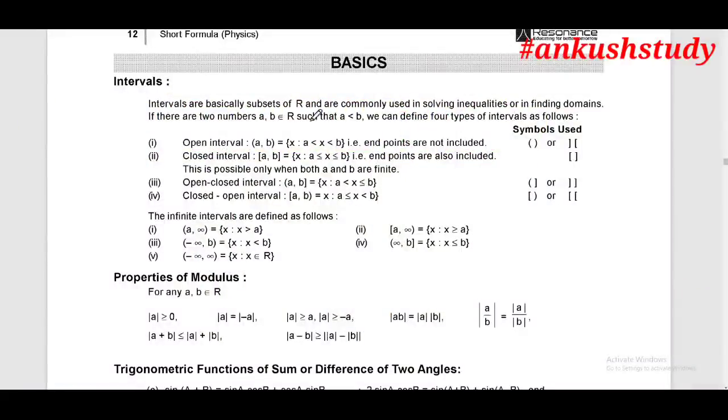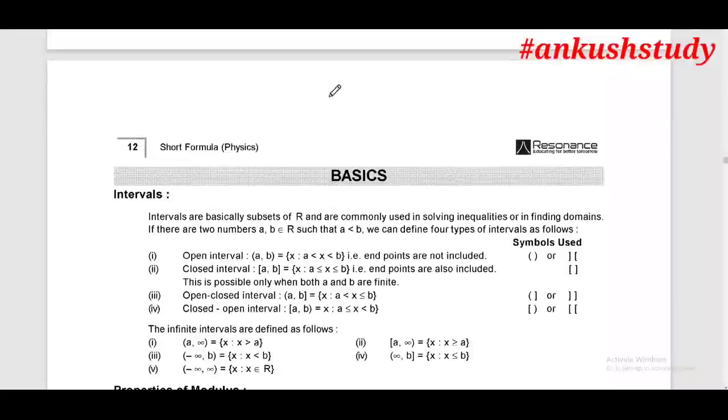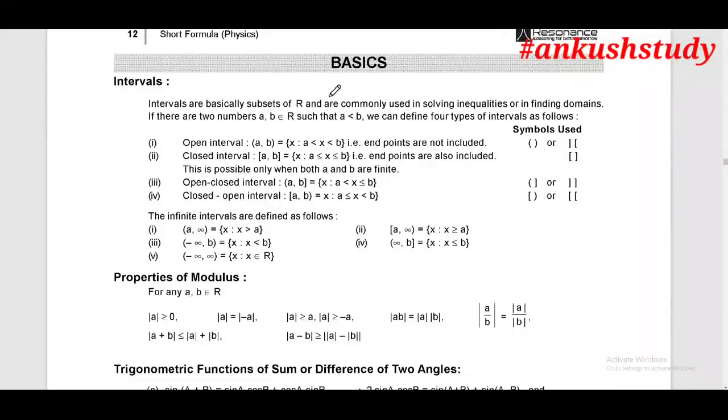Everyone, this is a video of the basic formulas. Keep on revising all the previous formulas also, and let's now start with the new chapter. The first one is intervals.